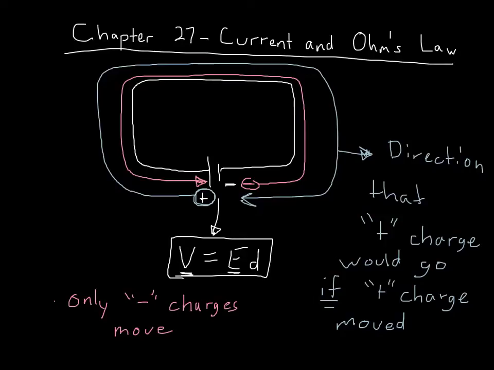But we define something called current as the direction that positive charges would go if the positive charge actually moved. So the current is the opposite direction to the actual direction of charge flow. And we define current very specifically. Current is equal to the amount of charge that's flowing divided by the time it takes that charge to move.